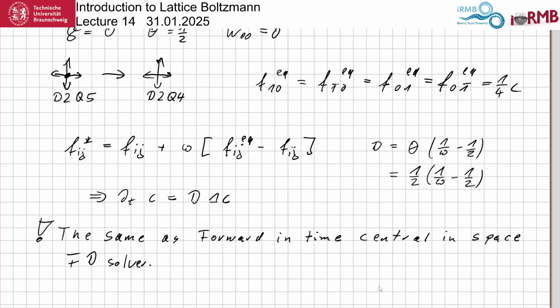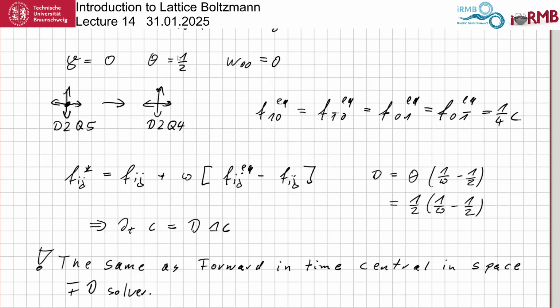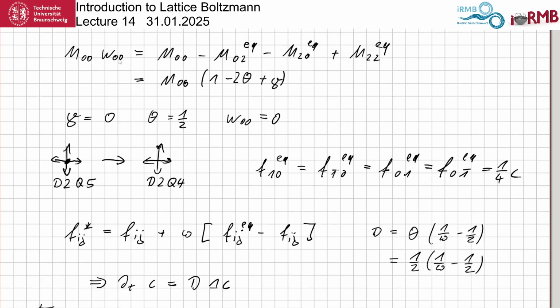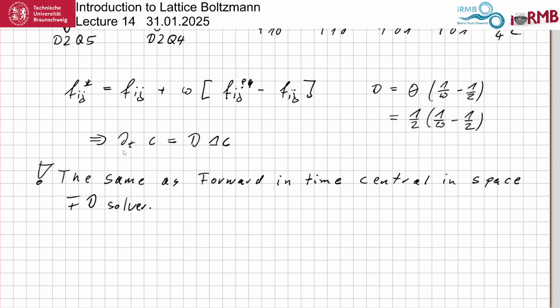I have a question. Yes. Why would we choose theta equal to half? Just to simplify the equation. Because when we choose theta being equal to 1/2, then W00 is 0, when in addition gamma is 0. Yeah? So to make it as simple as possible. So that was as simple as possible.